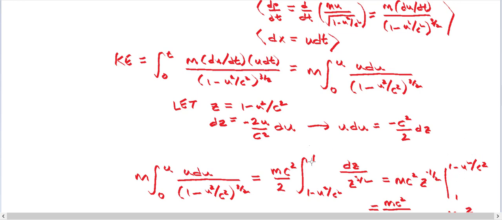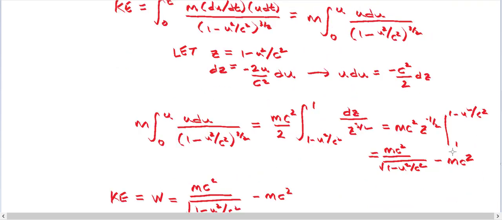Note that we absorbed a minus sign and flipped the limits of integration. Plugging in our limits of integration, we get that this integral is equal to mc squared over quantity 1 minus u squared over c squared, square rooted, minus mc squared.